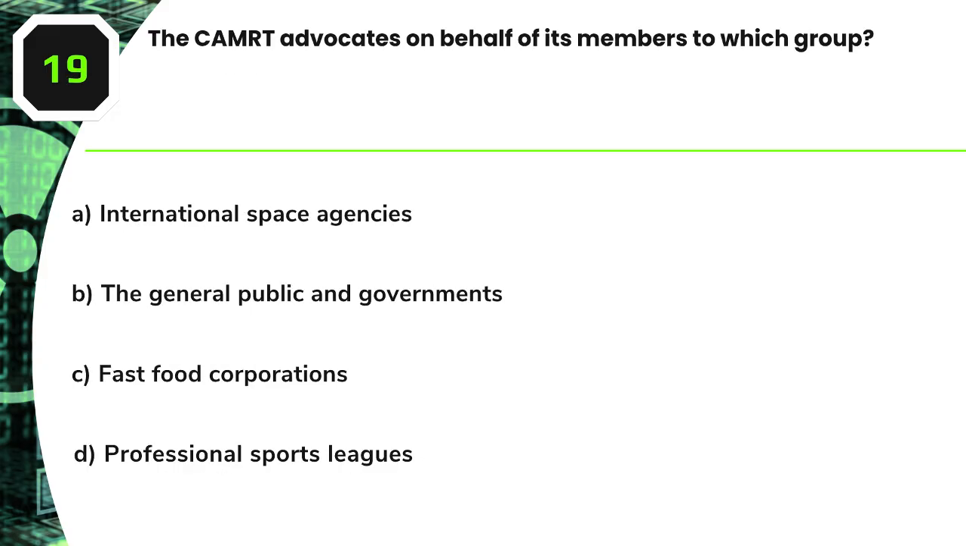Question 19. The CAMRT advocates on behalf of its members to which group? A. International space agencies. B. The general public and governments. C. Fast food corporations. D. Professional sports leagues.